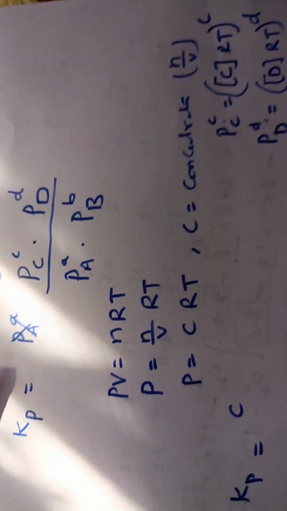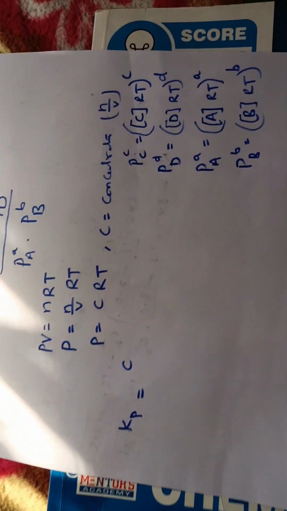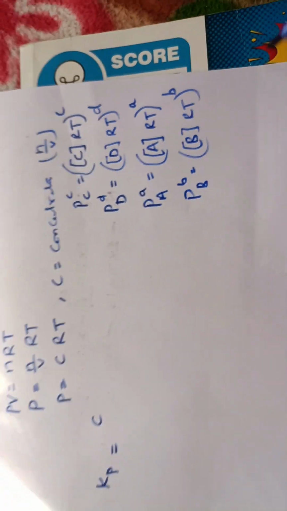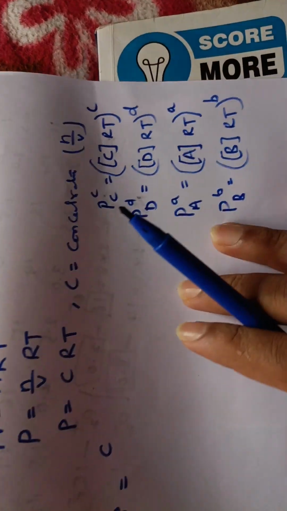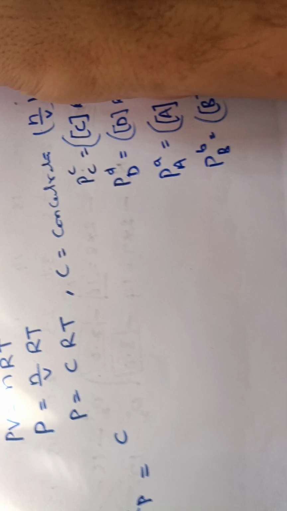Okay? This we have to write carefully. Okay? All these values here I have written. So you have to write all these carefully.